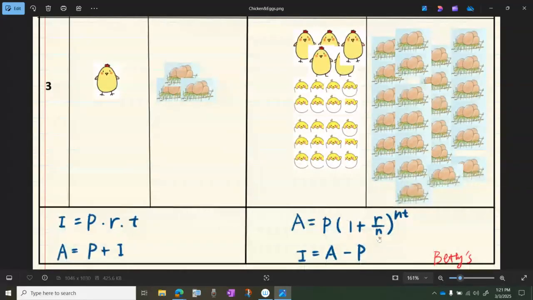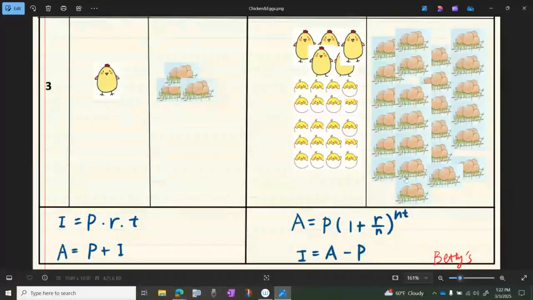And inside the parentheses, we have 1 plus R over N. 1 is just the number 1. R again is the annual interest rate. R here always represents the annual interest rate. N here is very important. N is the number of times your interest is compounded every year. We're going to talk about that in detail in a moment. And T here is time in years.